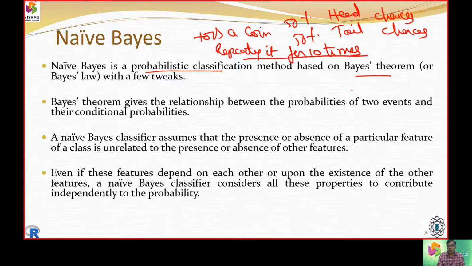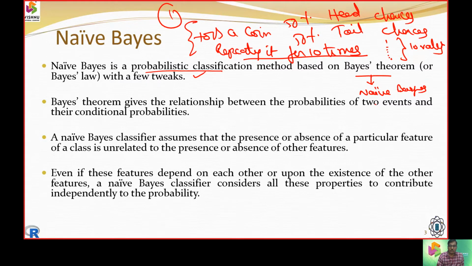now the scenario comes. Okay, this is only for one time. Now repeat it for 10 times. So now we will be getting 10 values. From those 10 values, we will start working on how to estimate or predict, how to classify it to a head or how to classify it to a tail. So from the Bayesian theorem, we have the Naive Bayes theorem. That is the first principle.